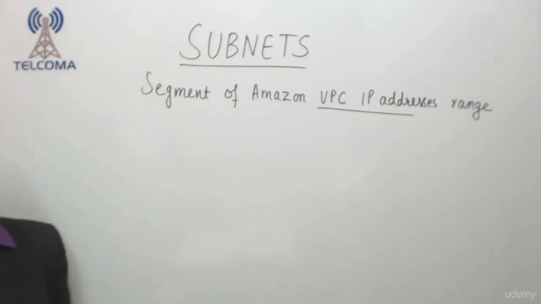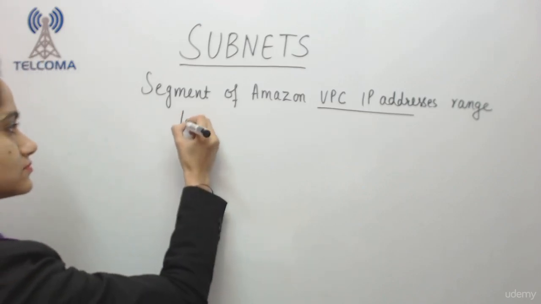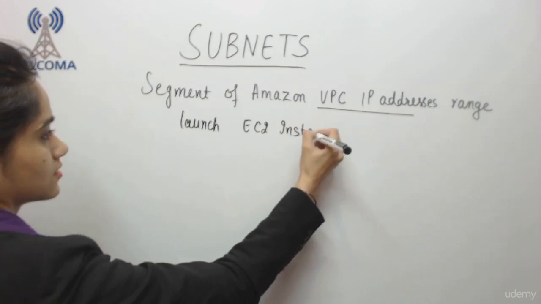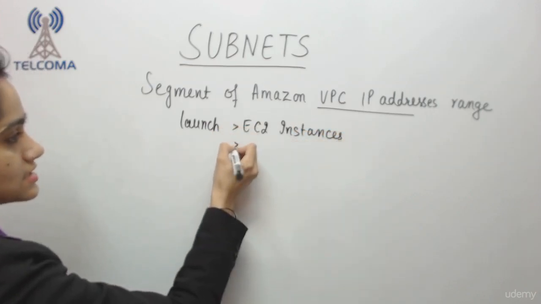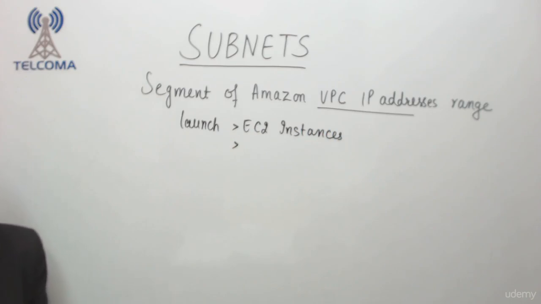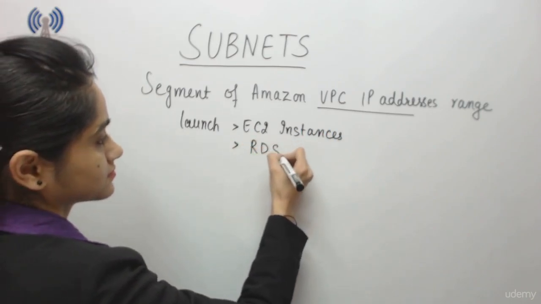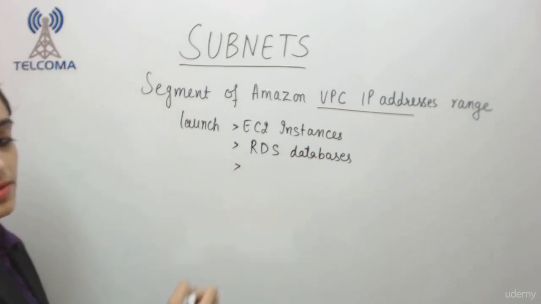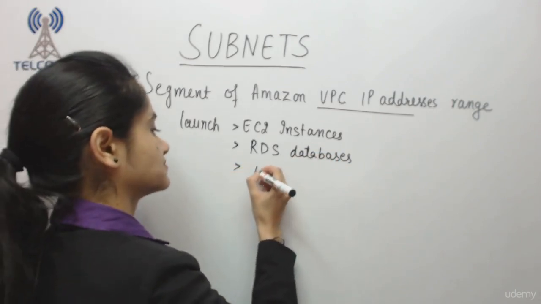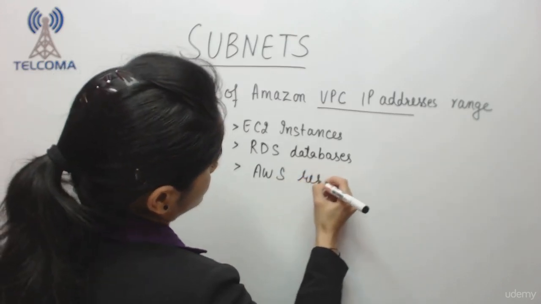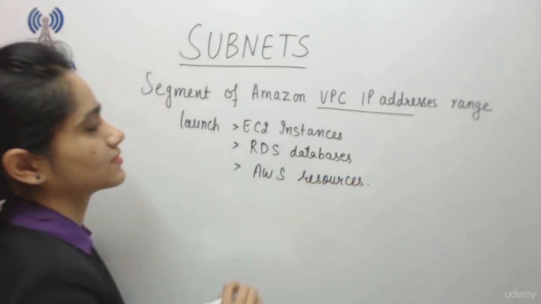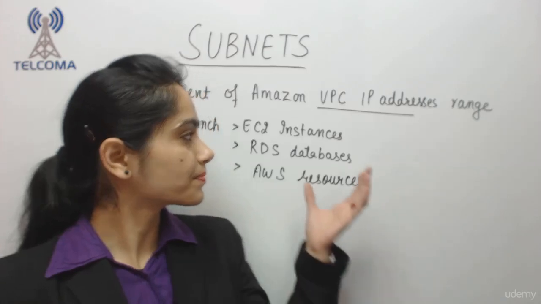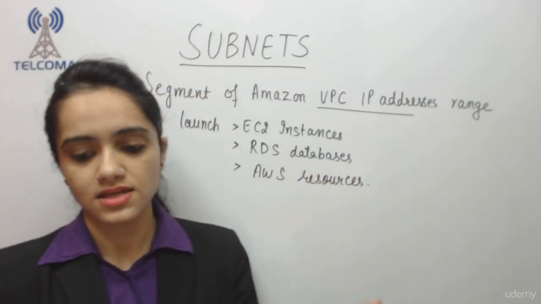In this segment we can launch EC2 instances. Here we can launch various EC2 instances, and we can use various RDS databases as well as other AWS resources. So this is basically a segment of an IP address range where we can launch EC2 instances, databases, as well as other resources.